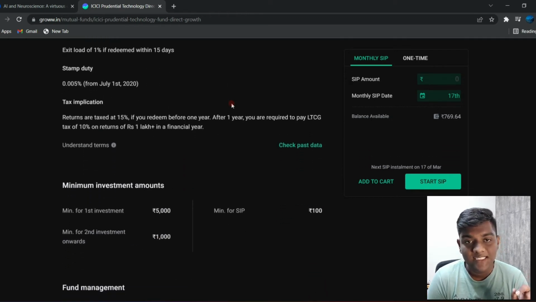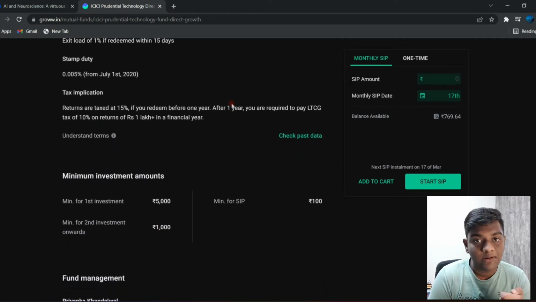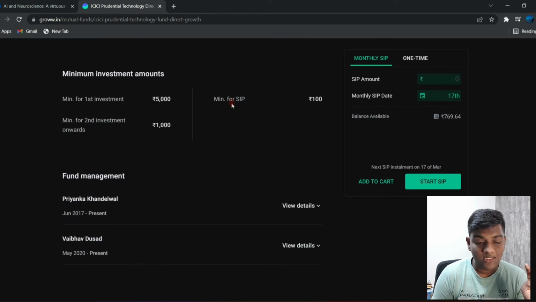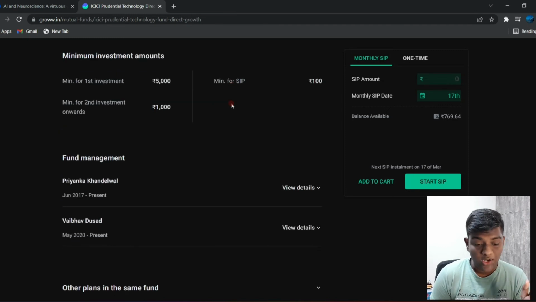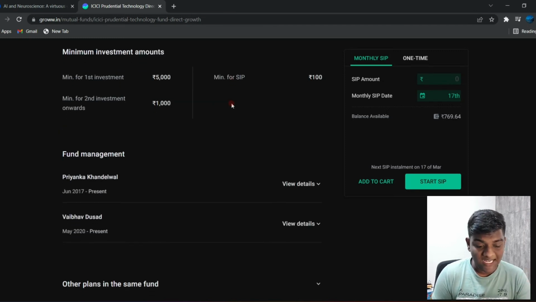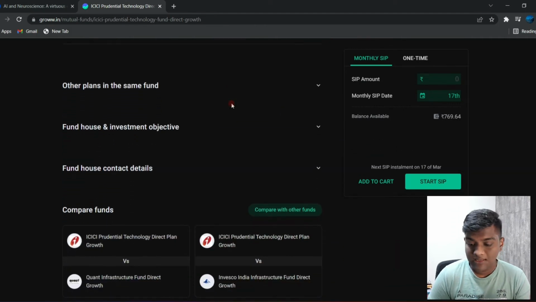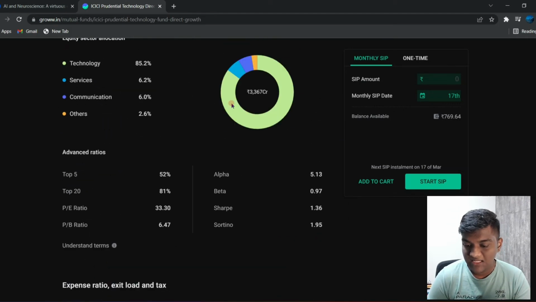And tax implementation, if you withdraw it within a year, you will be taxed at 15%, and if it's long term more than a year, you will be taxed at 10% if it's more than 1 lakh. So minimum investment is 5,000, and from next investment you go to SIP on 10,000. So SIP is also for 100. So the fund management details, other plans by same ICICI Prudential, there are lots of information in this.